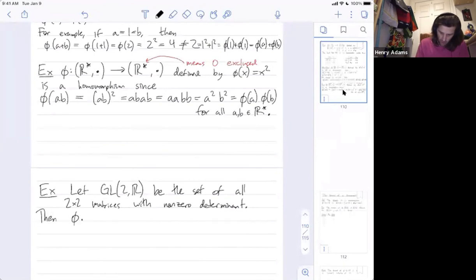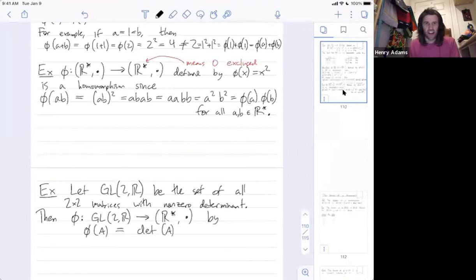I'm going to define a homomorphism from this group of matrices to the non-zero reals under multiplication by, let's take a matrix A and let's just map it to its determinant. I said that my matrices had non-zero determinant, so that's why I avoid 0. So this is a group homomorphism.